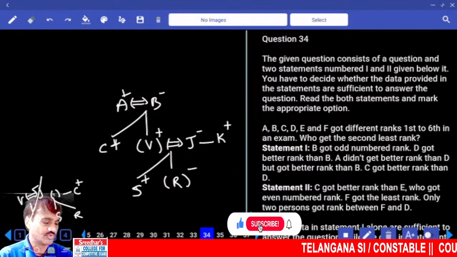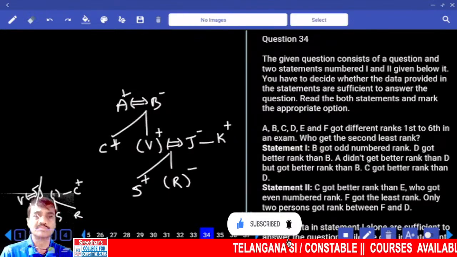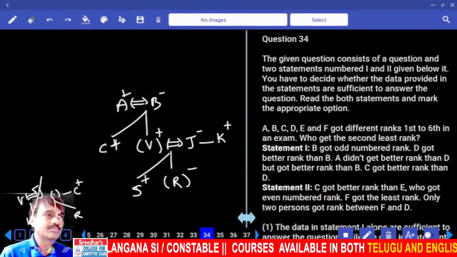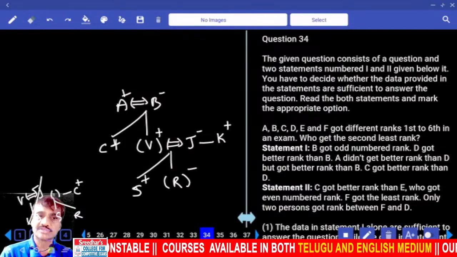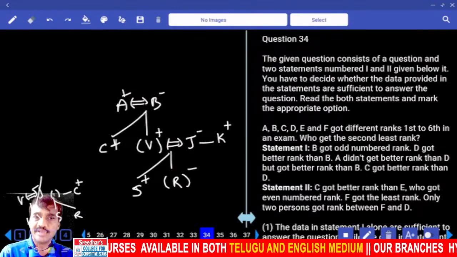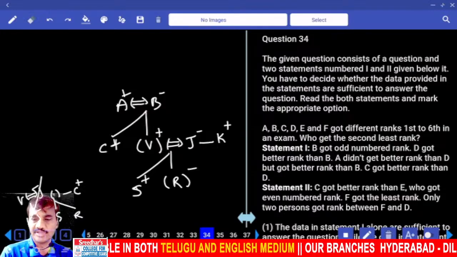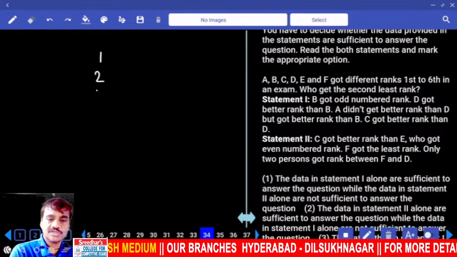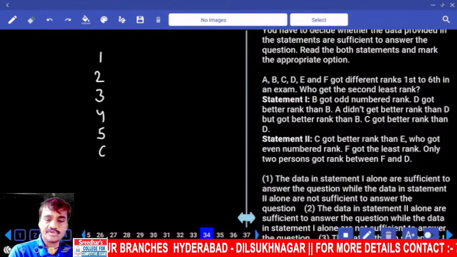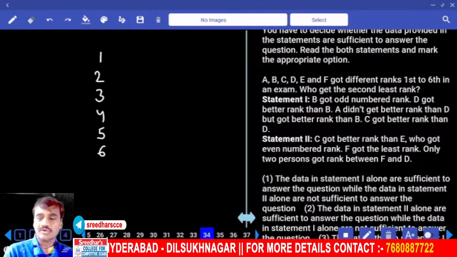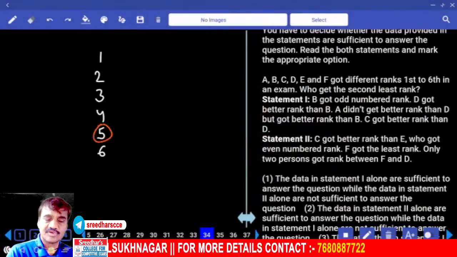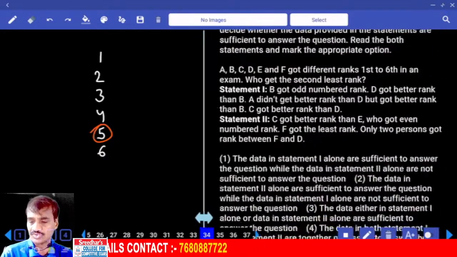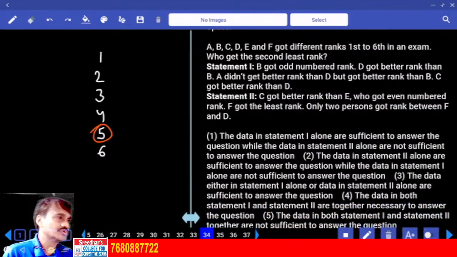Then coming to 34 onwards. Now 34 and 35, these two come under data sufficiency. Now, data sufficiency, first or second priority? In the preliminary examination, data sufficiency is always second priority. Now if it comes in mains, it is always first priority in the mains examination. Now coming to question number 34. How many persons are there? 6 persons. These 6 persons got 6 different ranks, 1, 2, 3, 4, 5, 6. Then who got the second lowest rank? The second lowest rank is the one who got the 5th rank. Now we need to find out which statement is sufficient to answer this question.